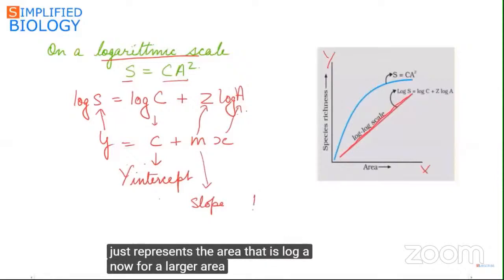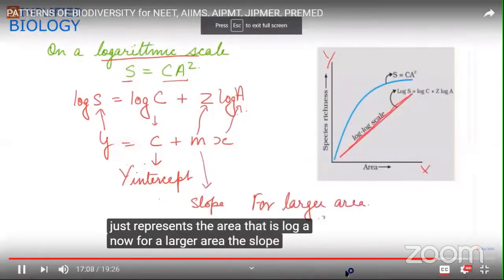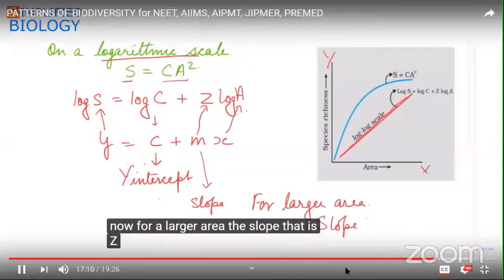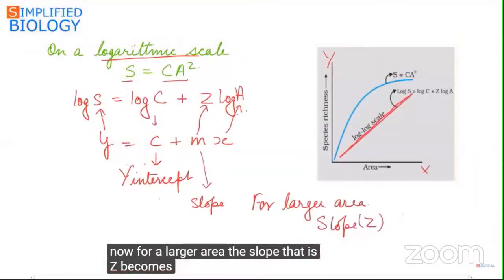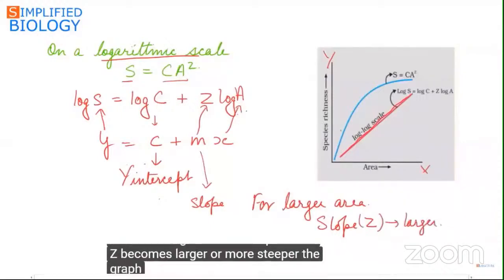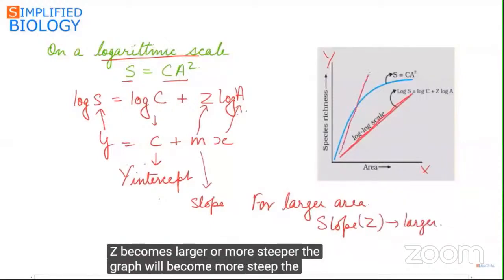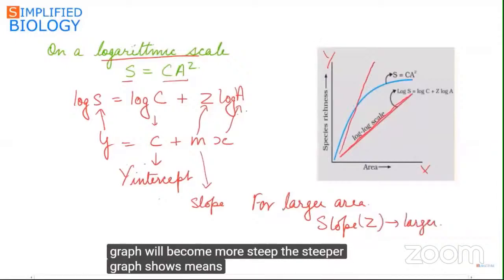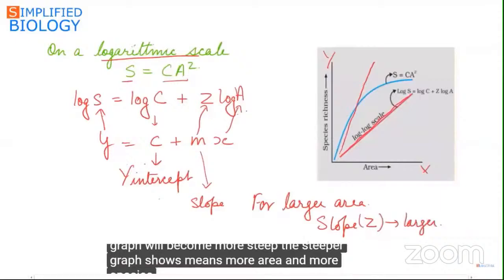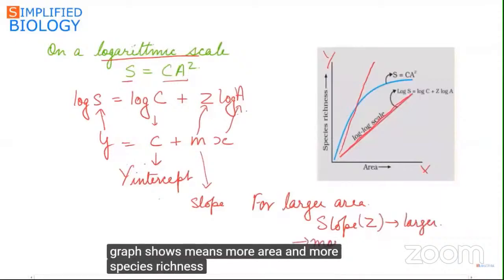Now for a larger area, the slope, that is Z, becomes larger or more steeper. The graph will become more steep. The steeper graph shows means more area and more species richness.